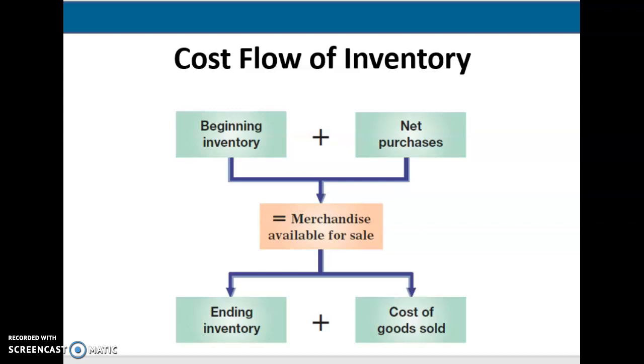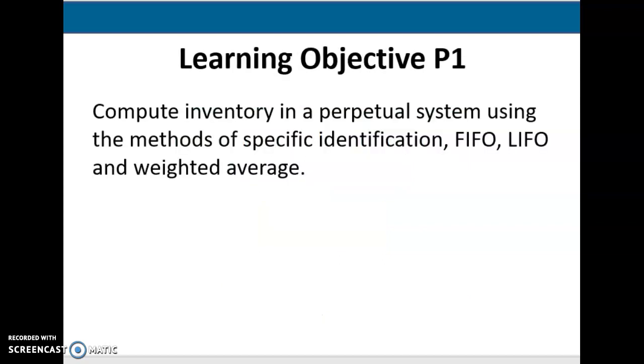Now remember the cost flow of our inventory. We had beginning inventory plus net purchases equals merchandise available for sale. That merchandise available for sale either goes to the balance sheet as ending inventory or moves over to our income statement as cost of goods sold. We're going to take a look in the practice set now at the valuations using those costing methods. So the first one that we're going to do, we're going to take a look at the FIFO.